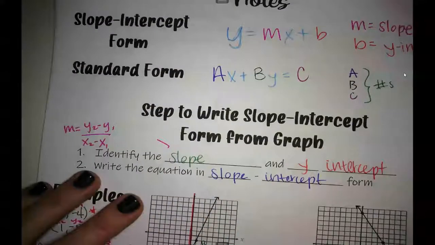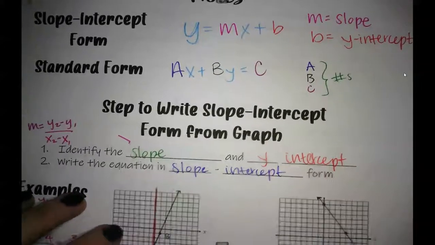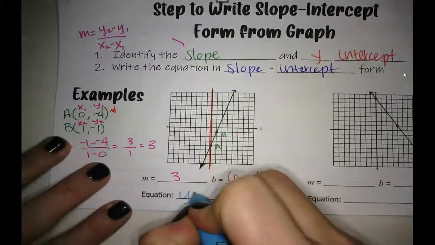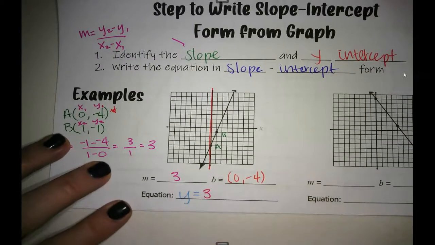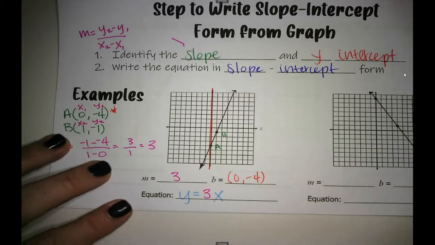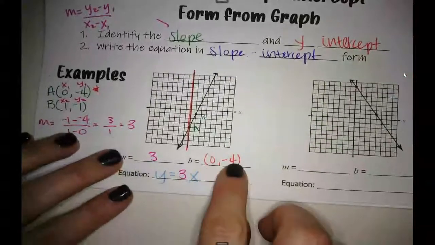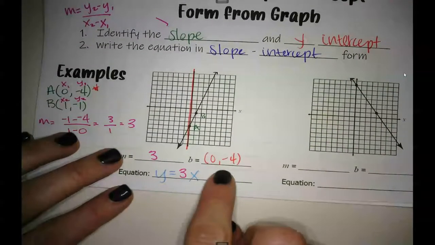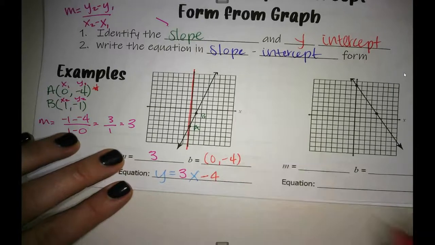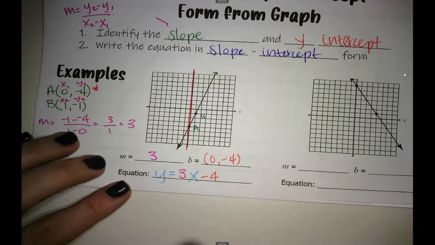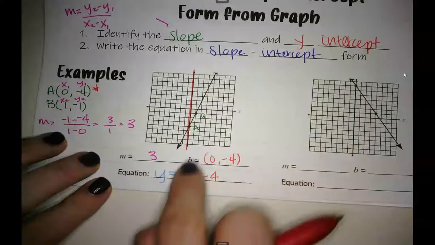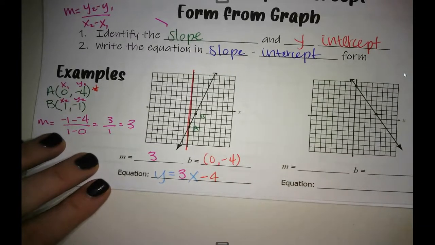Remember, y equals mx plus b. That will be one thing that you will not forget. y equals mx plus b. So y equals m of 3, x. And then b, remember b is my y-intercept. My y-intercept is at 0, -4. So this is where I'm putting that number, -4. Because it's a negative number, it's minus. If this had been positive, then I would have put +4. So my equation of this line right here is y equals 3x minus 4.